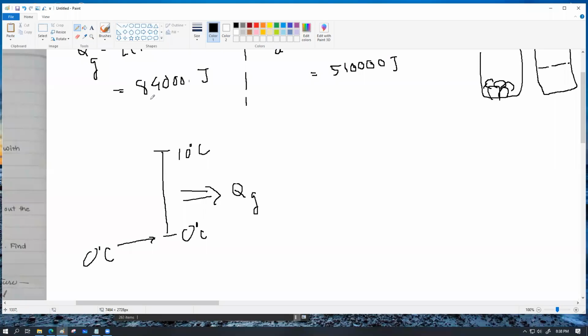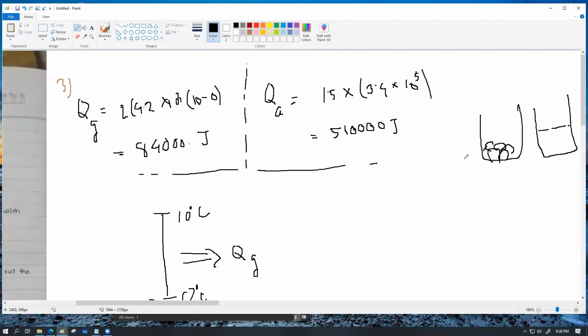Can you appreciate this information by just looking at these two numbers? Have a look at this one. Yes, sir.